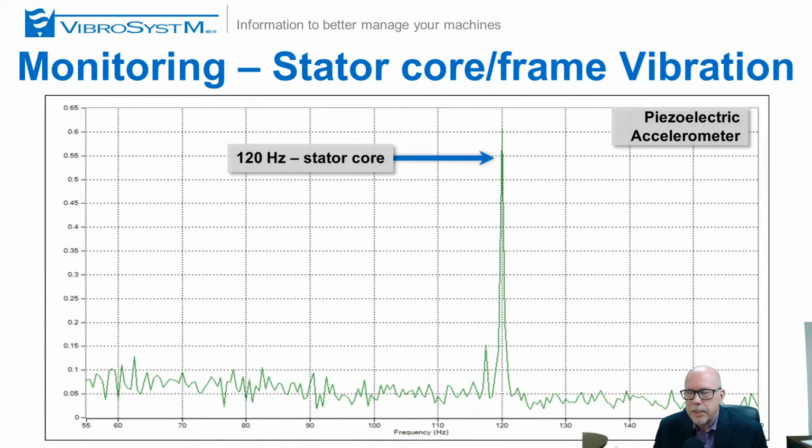Okay, so we see here the spectral analysis of a stator core vibration sensor showing primarily a 120 hertz signature, which is expected.